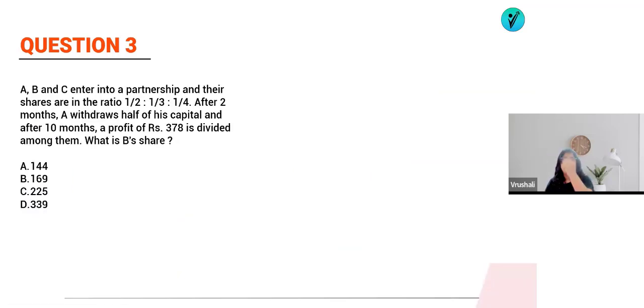Okay. So here is your question number 3. What are they saying in this question? A, B and C entered into partnership and their shares are in the ratio 1 is to 2, 1 is to 3 and 1 is to 4. Sorry, 1 by 2, 1 by 3 and 1 by 4.